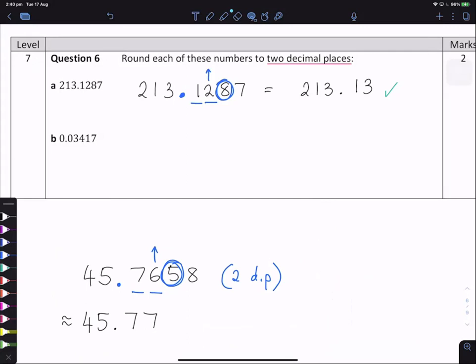Okay. Another way to look at this. So you've got your 2 decimal places, yeah? You can read this number here as 65. And 65 is actually close to 70. And that's why we round that up to a 7.